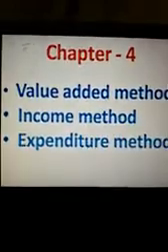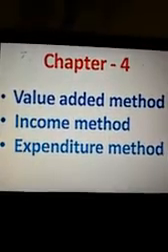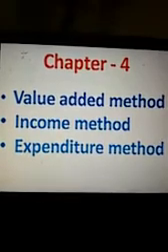So, there are basically three main methods: value added, income method, and expenditure method. We have already done the value added method, its process, and its precautions. Now today we will discuss the income method. It is also known as the distributed share method or factor payment method.